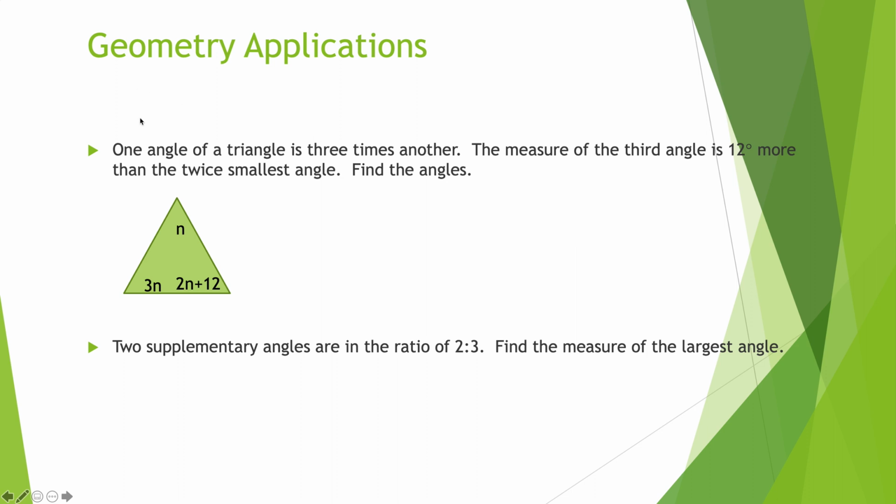So there are my angles. One angle is n, the other is 3 times as large, which is 3n, and the other is 12 more than twice the smallest angle, so that's 2n plus 12. You know they add up to 180. Go ahead, take it from here and do a little stop and start. I'll give you the correct answers.